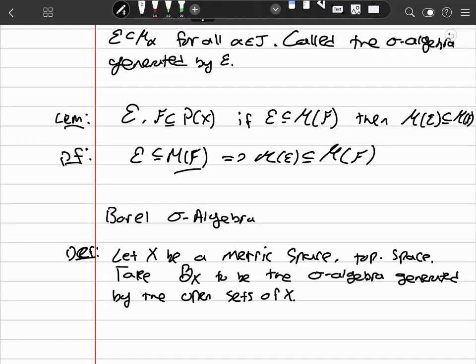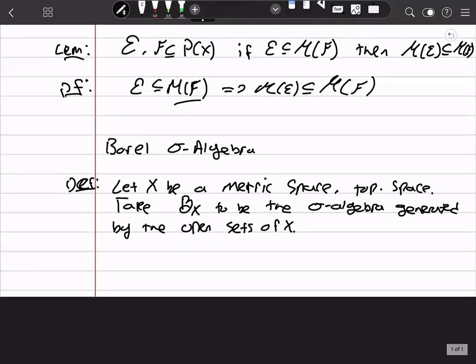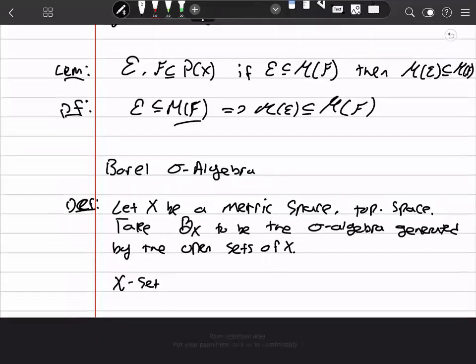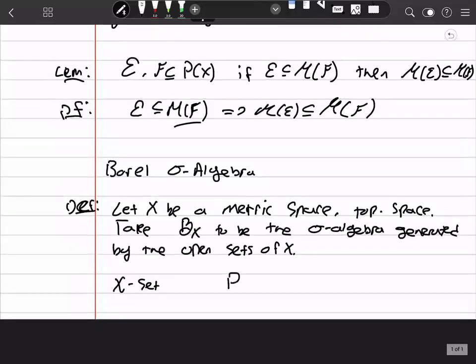Now we have just to keep in mind where the sigma algebra is being generated. So just to reiterate, we have our set X, and we have our power set of X. Right now, all of our sigma algebras live inside of here, inside of the power set of X.